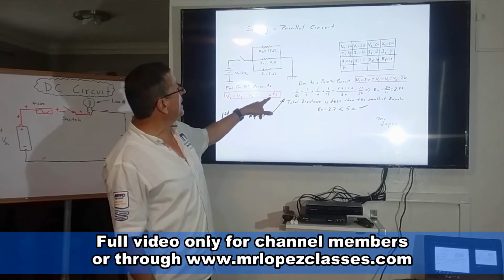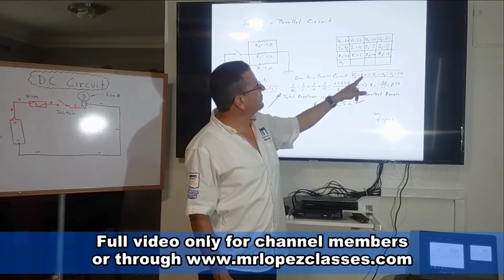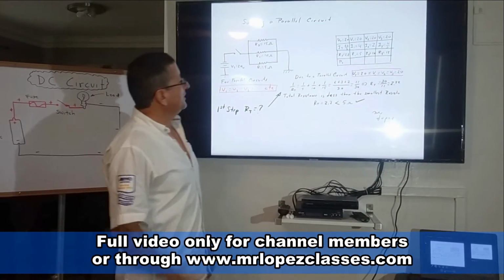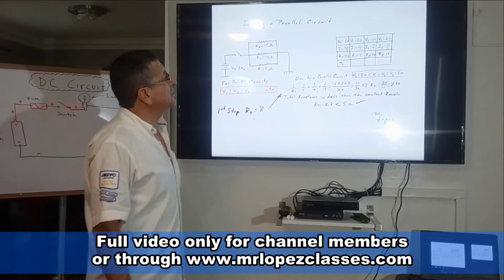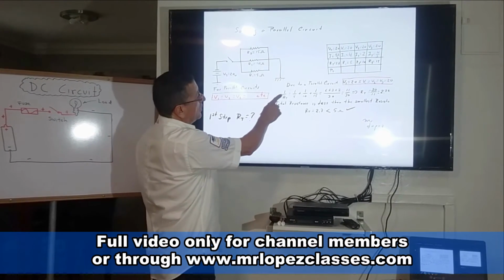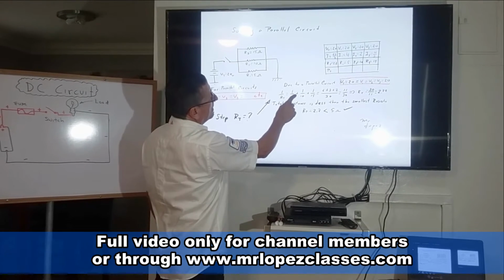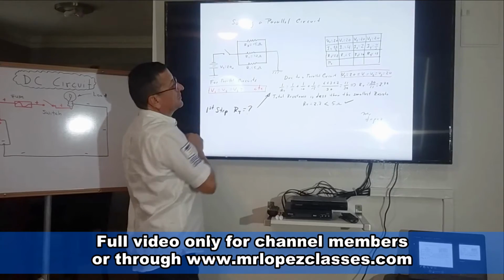Because the circuit is in parallel, all the voltages are equal. Total voltage is 20, equal to V1, V2, and V3, equal to 20. Alright, that's the first one. And the total resistance, you can calculate easily because you can use the formula: 1 divided by the total resistance is equal to 1 divided by 5 plus 1 divided by 10 plus 1 divided by 15, the values of the resistance.